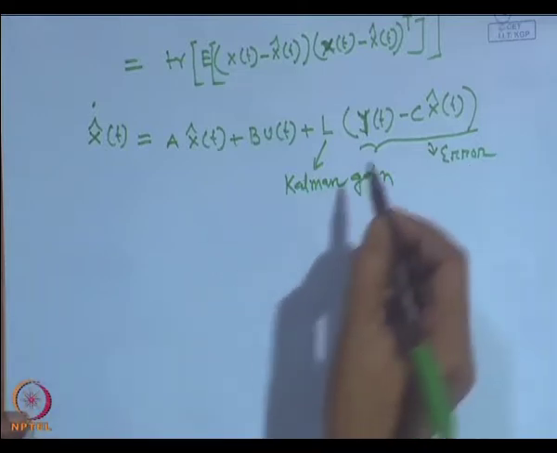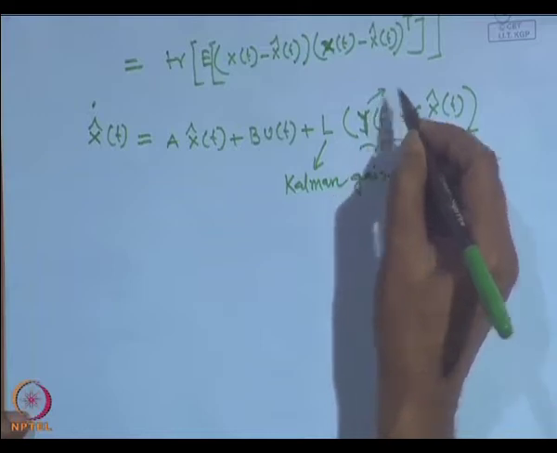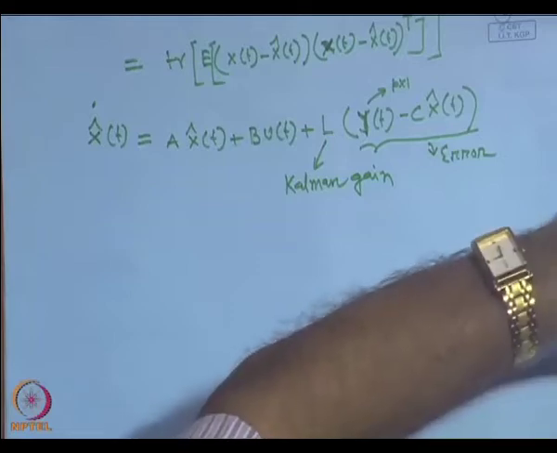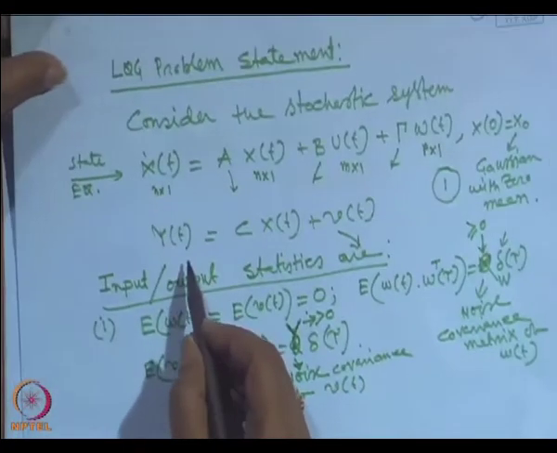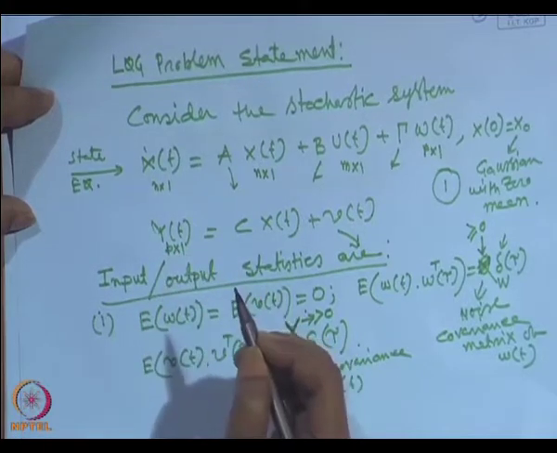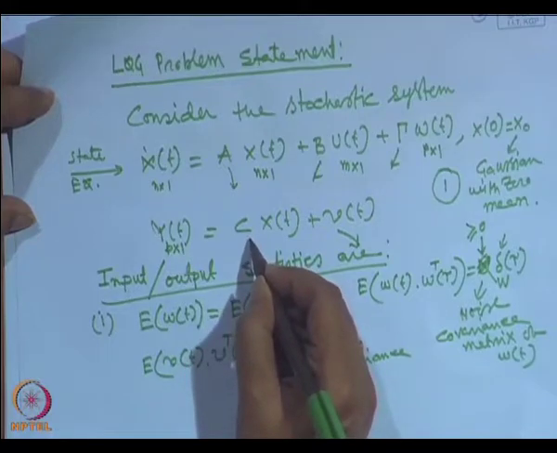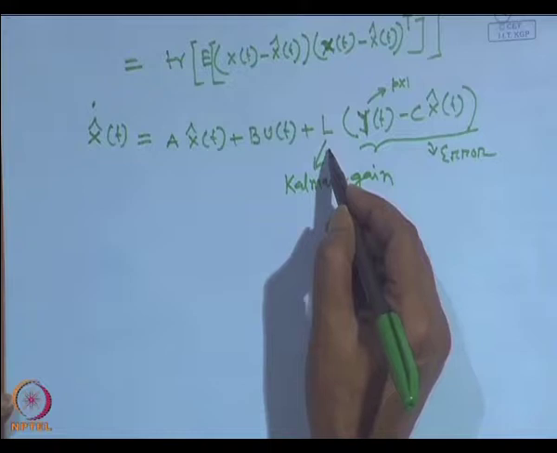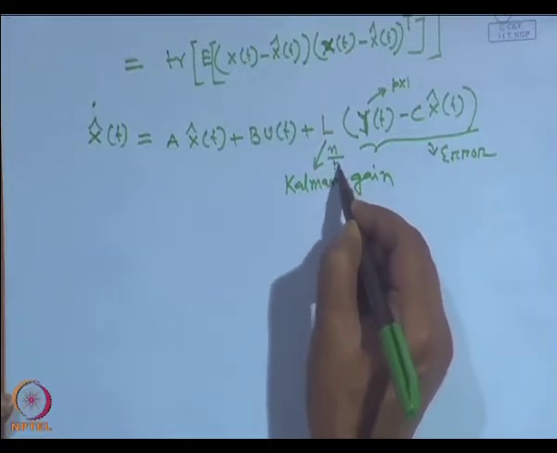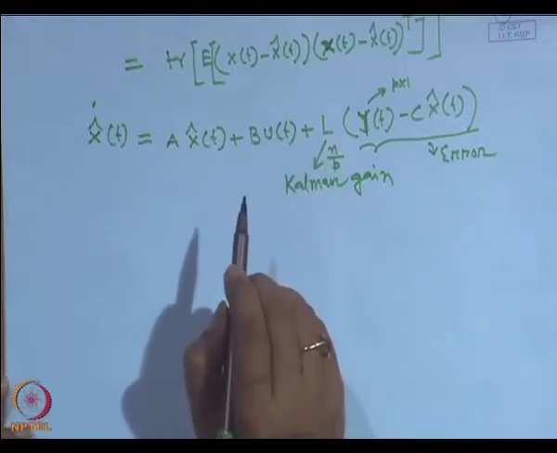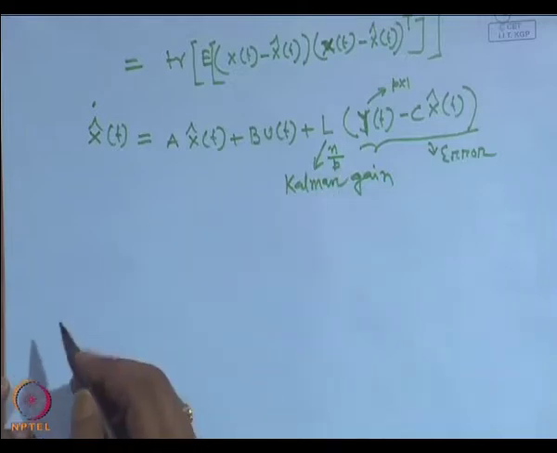Agree? The dimension of y is p cross 1, as I mentioned in the beginning. Similarly, we can immediately find the dimension of C, since the number of outputs is p. Then immediately you know the dimension of L, the Kalman gain, will be n cross p. So now, how to obtain the L? The next question is how to obtain the L.